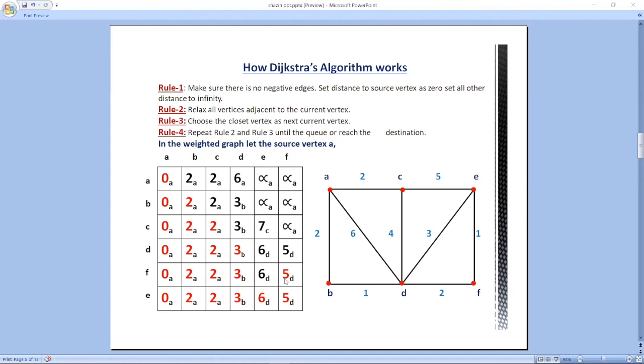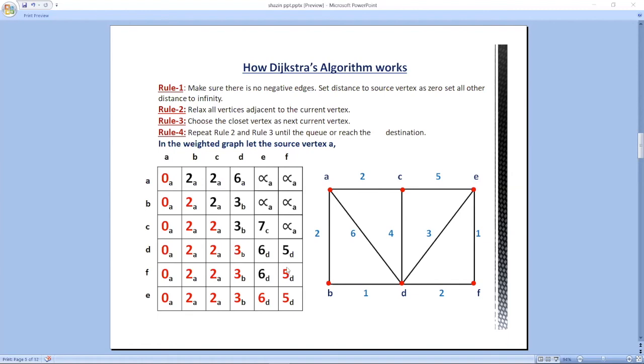5 units from D, and 5 units from D. So we have explored all the vertices except E. As E is unvisited, we will now work with E. E to E, there is no direct way. So we have already visited.